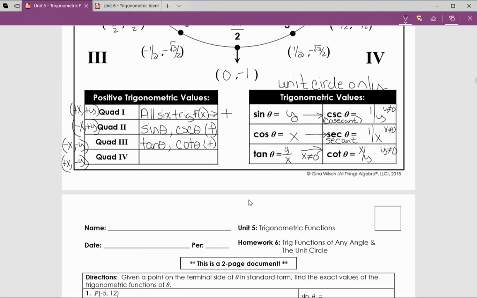All right, so in our last one, we have quadrant 4, positive x with a negative y. Which 2 functions do not require y? Cosine and secant. They will always be positive. The other 4, sine, cosecant, tangent, and cotangent, all require y, and y is negative in that quadrant. Does that make sense? Yes, no, maybe?